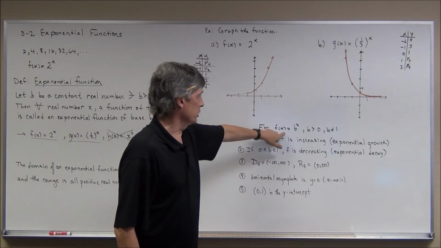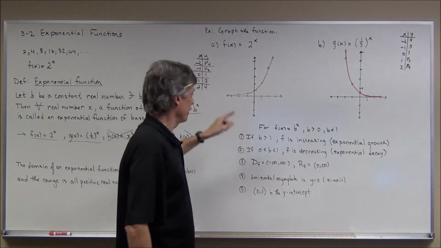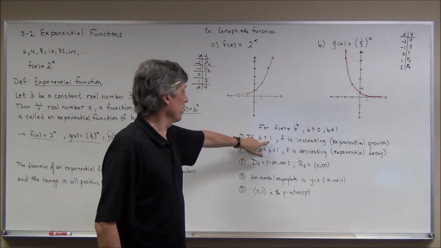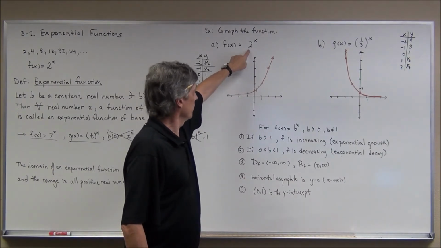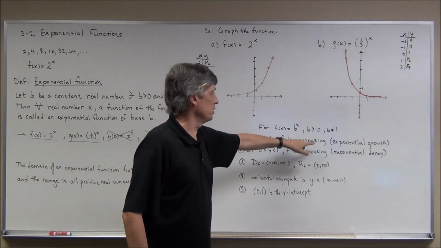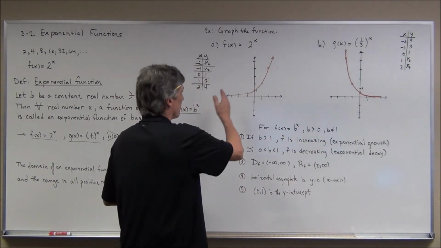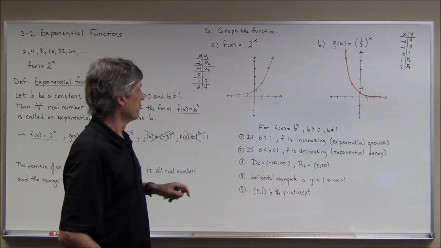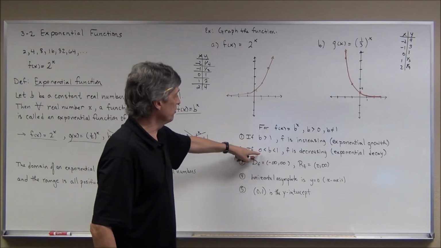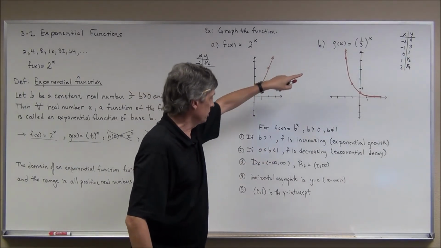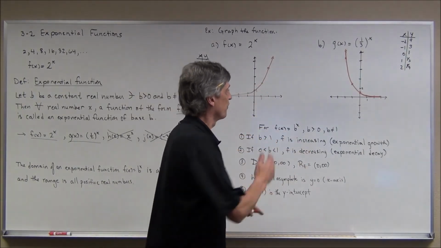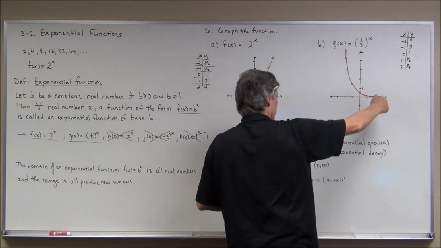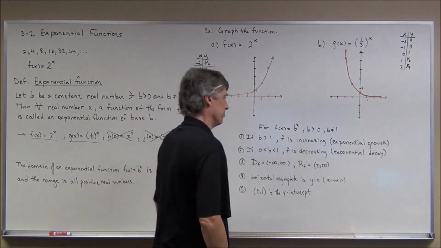If you have an exponential function as defined back here, if b is greater than 1, like this example, here b was 2, f is increasing, which we call exponential growth. You can see from left to right, the y values are getting bigger and bigger and bigger. That's the growth. If b is between 0 and 1, as this example shows, f is decreasing from left to right, dropping downward, and we call this exponential decay.